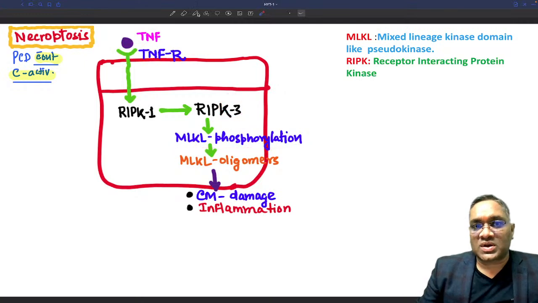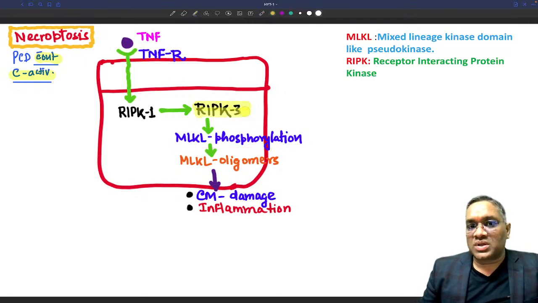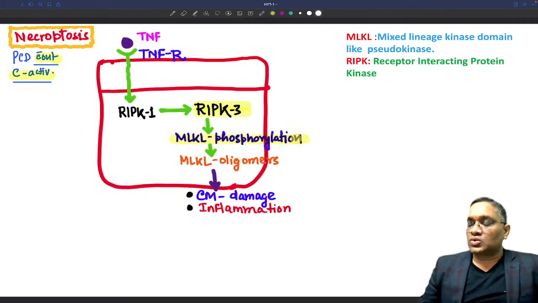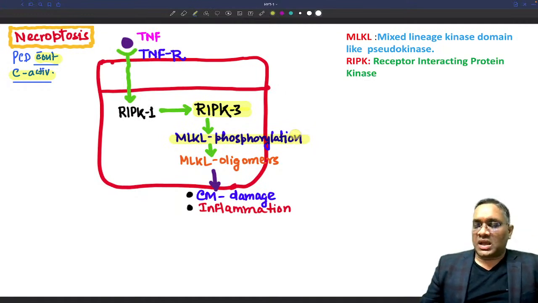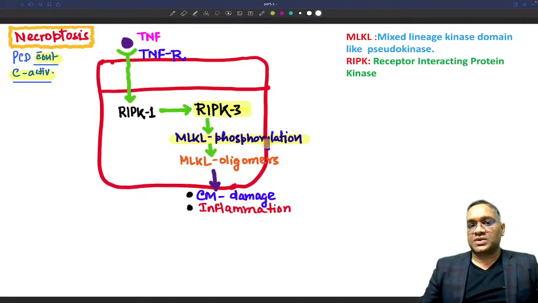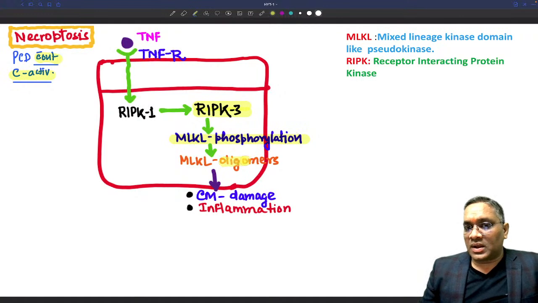So now you understood, this was our question: who will do the MLKL phosphorylation? RIPK3 will do the MLKL phosphorylation. Because of this, oligomers will be formed. As I said, there will be cell membrane damage and inflammation.